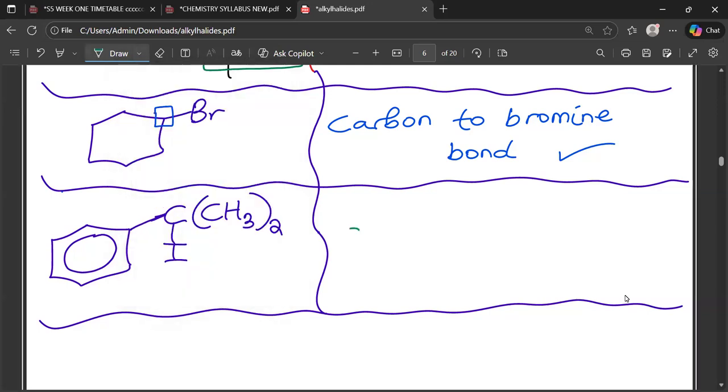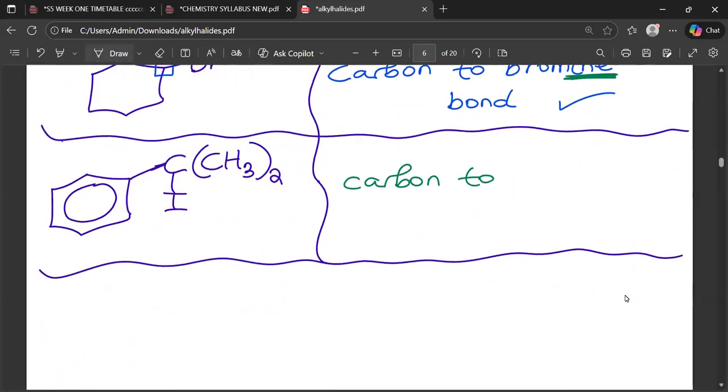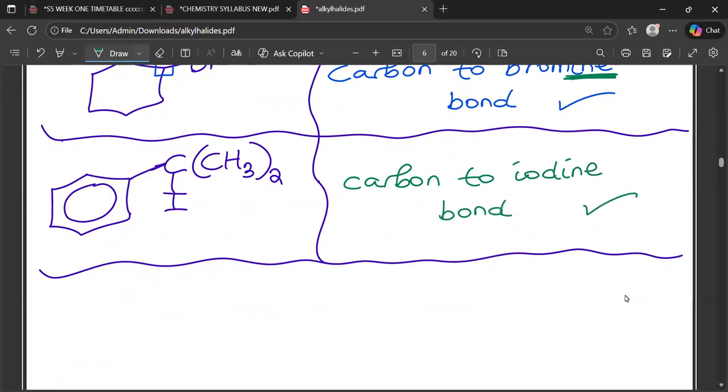Then this last one, carbon to what? It's supposed to be bromine. Don't risk and say bromide. You get things wrong. It's supposed to be what? Chlorine, bromine, iodine. And you all know these things. Trust me. Carbon to iodine bond. Iodine, very important.